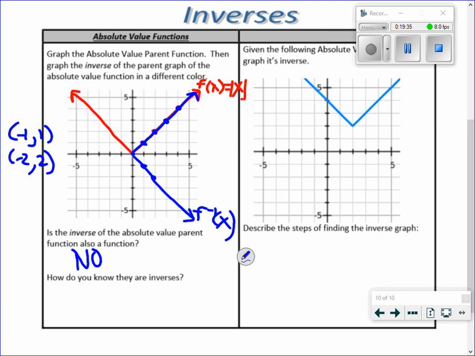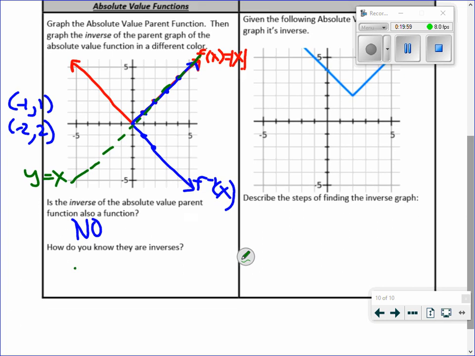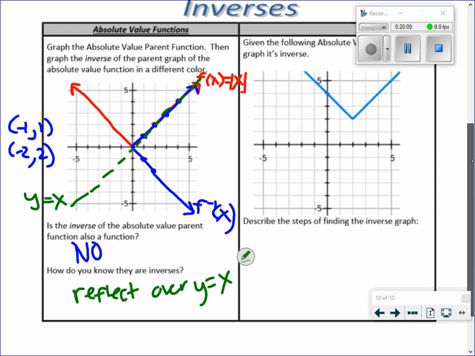How do we know these are inverses? How do I know graphically? It reflects off of what linear line exactly? Y equals x. Yes, this line right here, that line y equals x, you are reflecting over y equals x. That's how you know they're inverses. Good. So just to review from that first day, reflecting over y equals x.